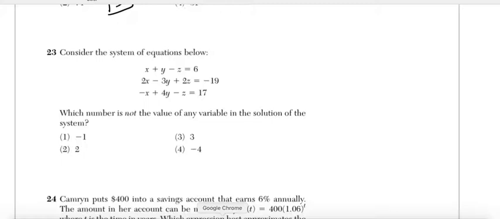Now consider the system of equations below. Which number is not the value of any variable in the solution of the system? So they want to know which value, this system of 3 linear equations and 3 variables, which one is not a value of any variable in the solution of the system. So I'm going to do it first in the calculator, right?